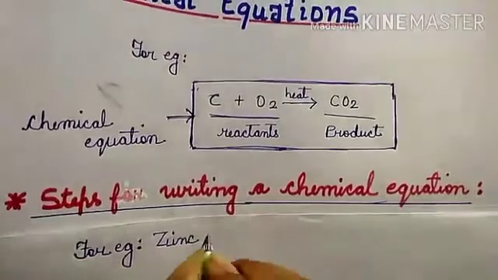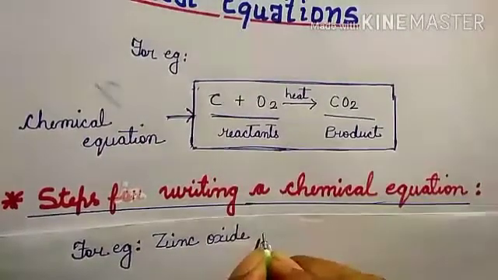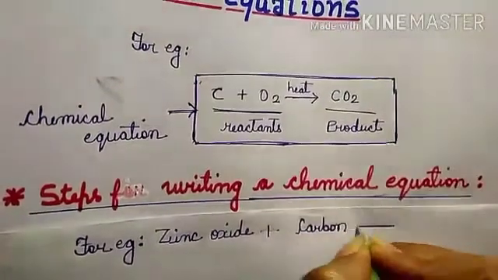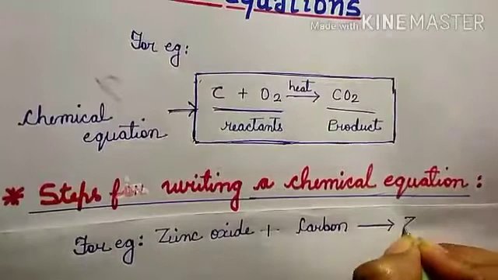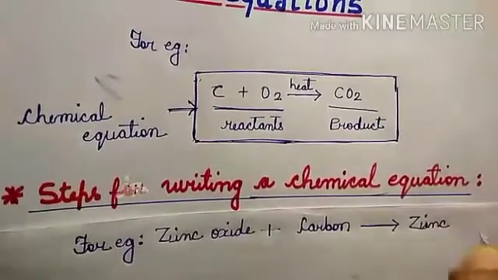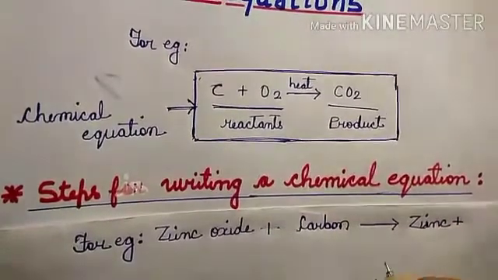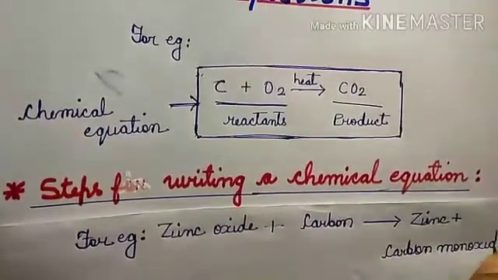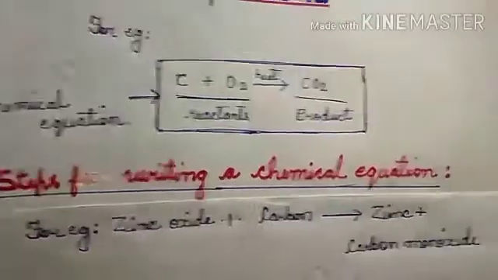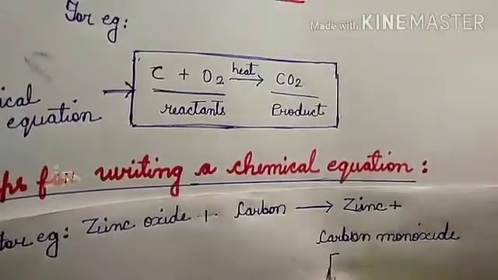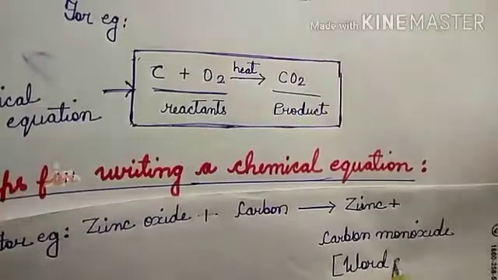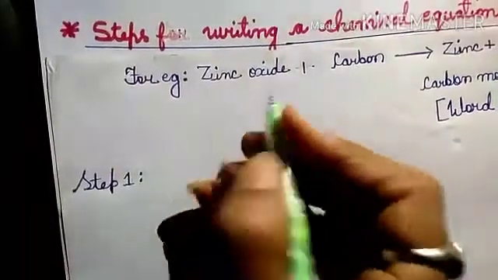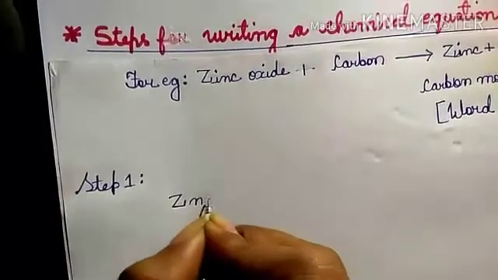Now we will see the reaction of zinc oxide with carbon to form zinc and carbon monoxide. First we will write the word equation. Here, zinc oxide plus carbon gives zinc plus carbon monoxide. This type of equation is called a word equation. Now we will see what the first step involved in writing a chemical equation is.